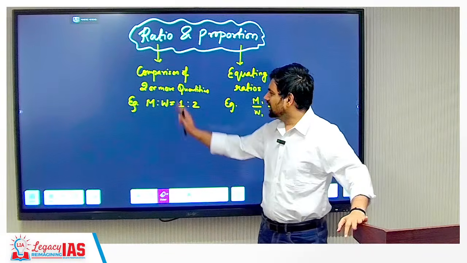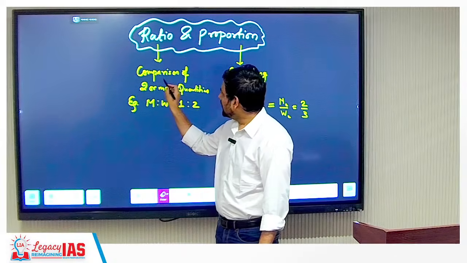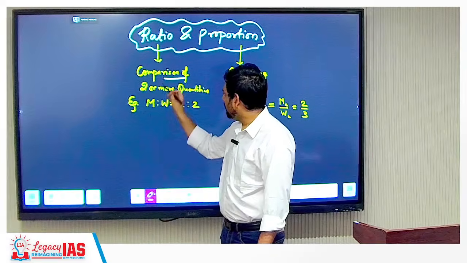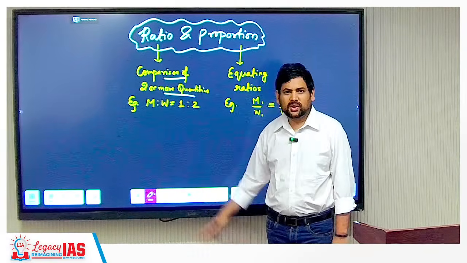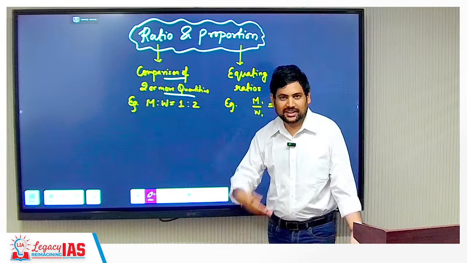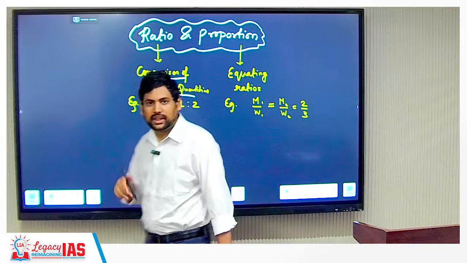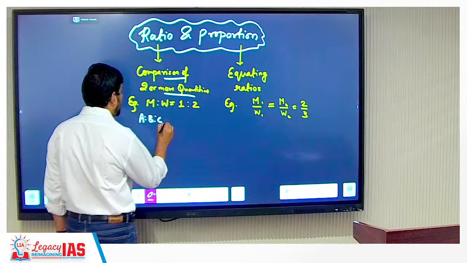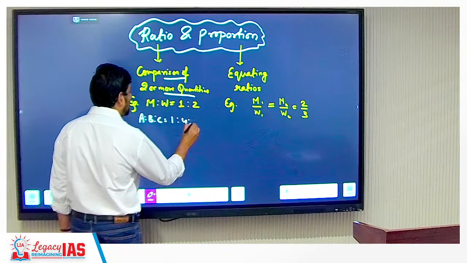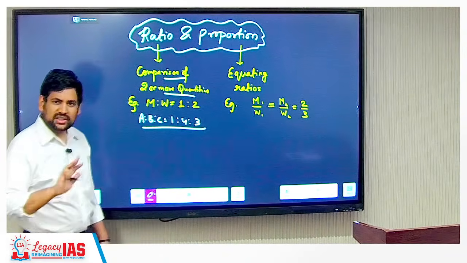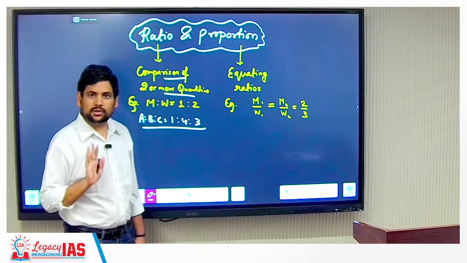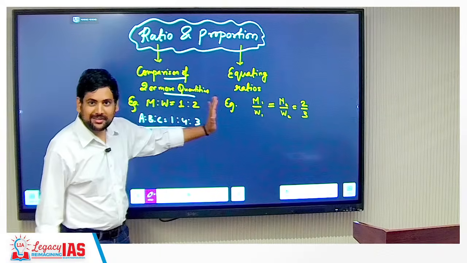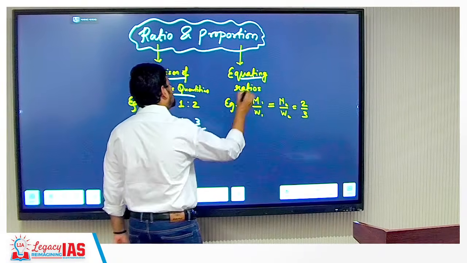Now, ratio is simply a comparison of two or more quantities. For example, milk and water is 1:2. Similarly, the amount of money that A, B, and C have is 1:4:3. So this is just a comparison of quantities. This is ratio.